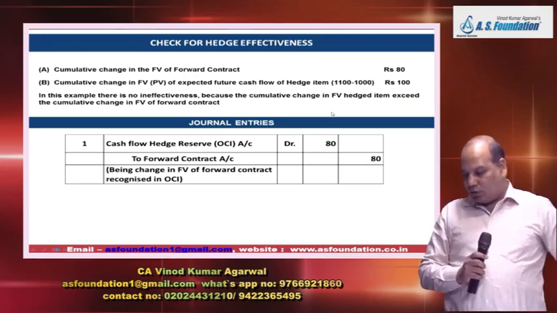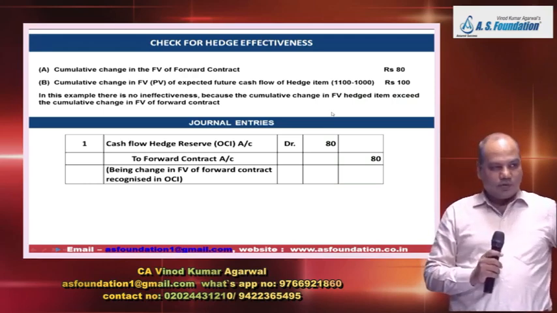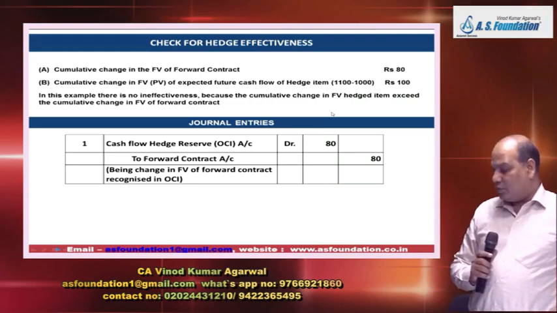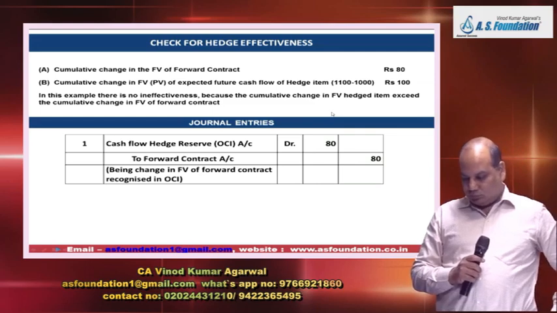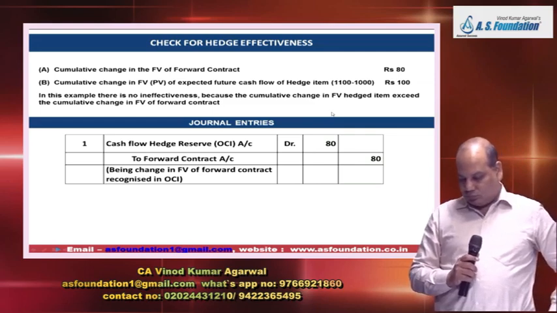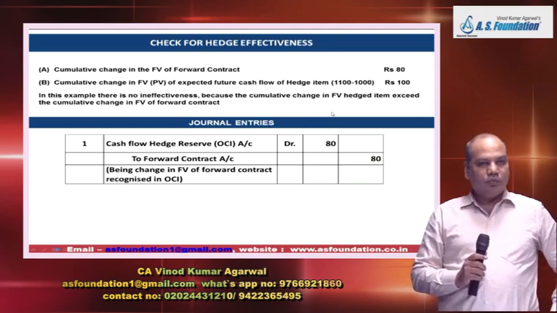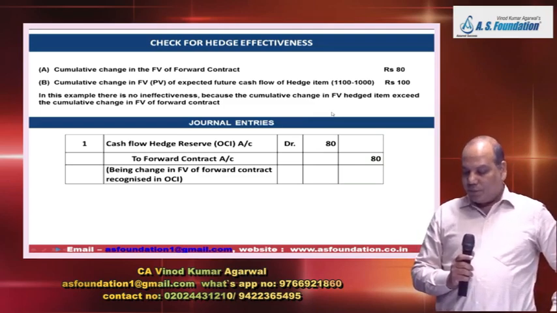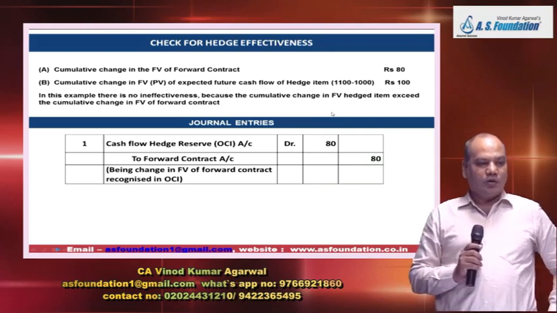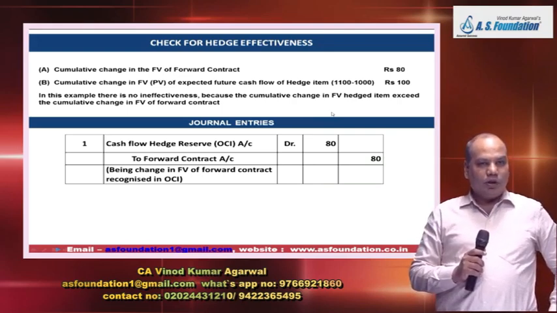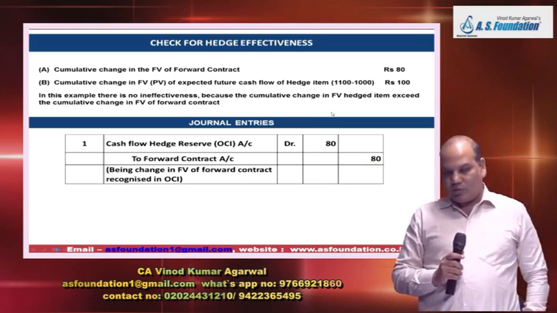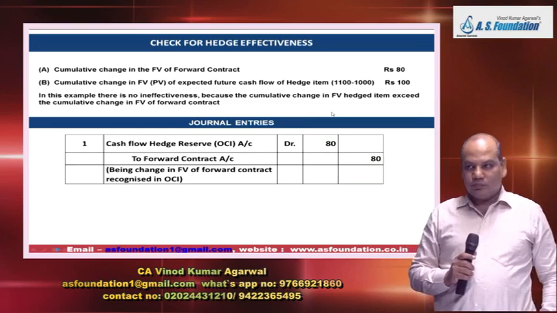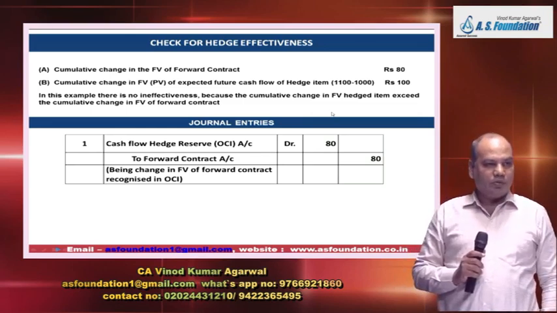First write down, check for hedge effectiveness. A, cumulative change in the fair value of forward contract, 80 rupees. This is given in the problem.